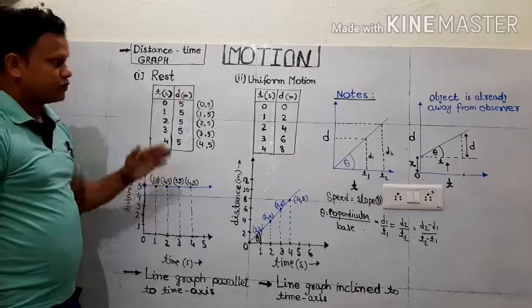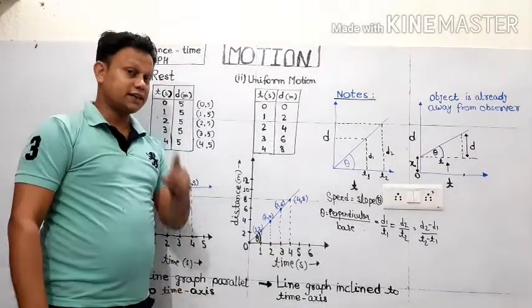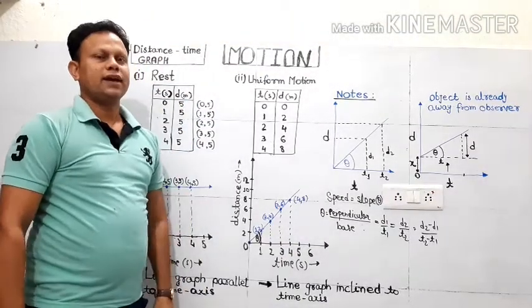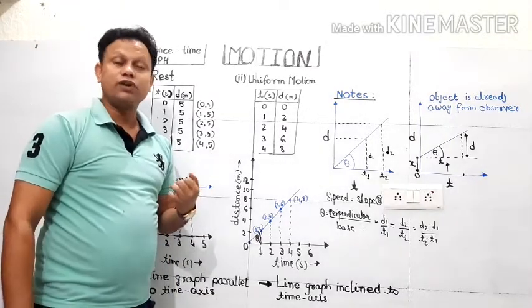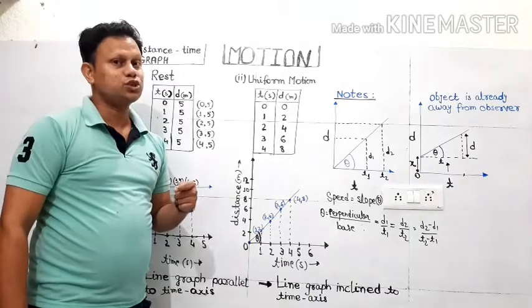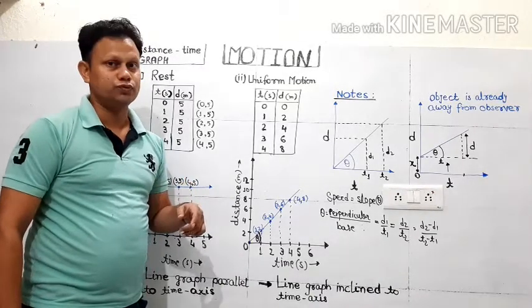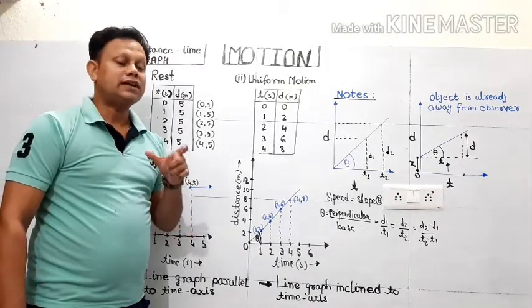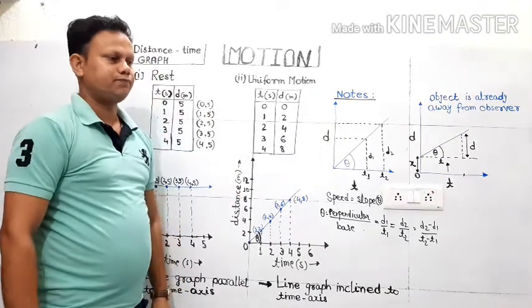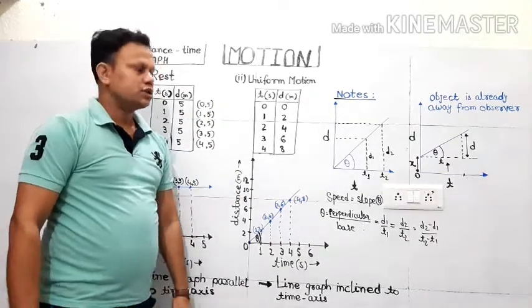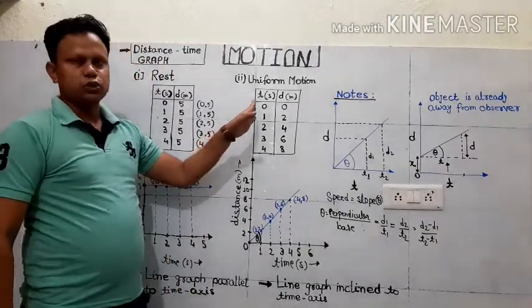Now, moving to the next situation, that is uniform motion. As per the definition of uniform motion, till now we have come to know that in this situation, the body has to move. But how has it to move? It has to travel equal distance in equal intervals of time. So, okay, fine. Now I am taking a situation.